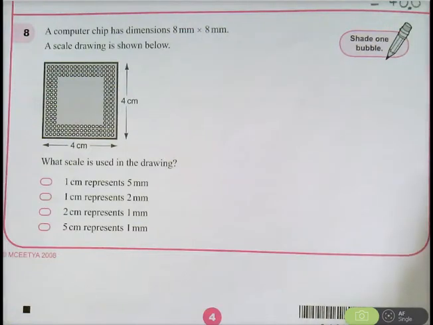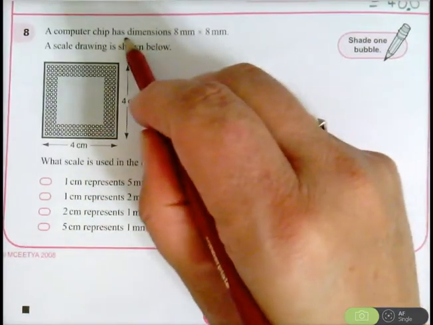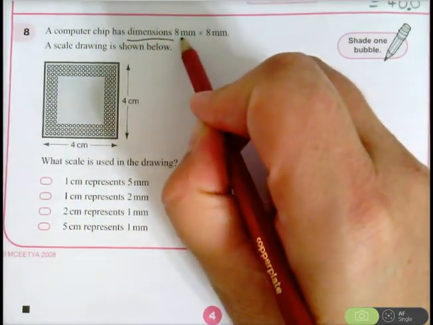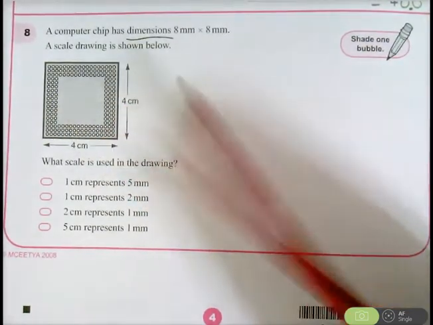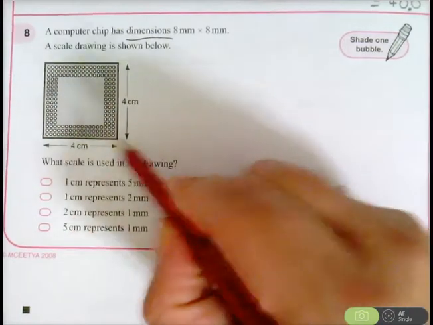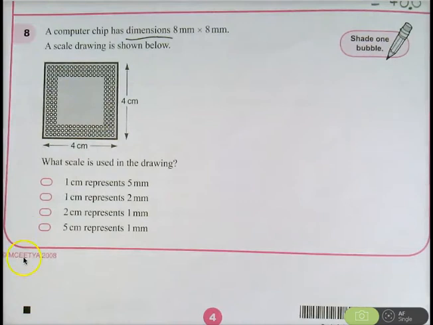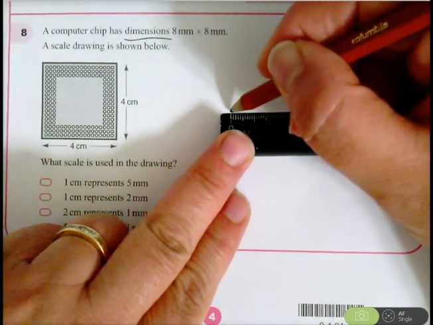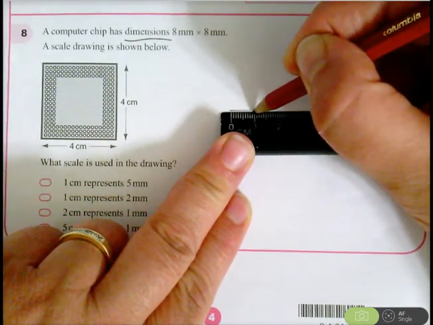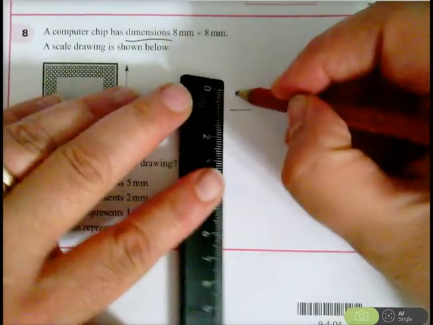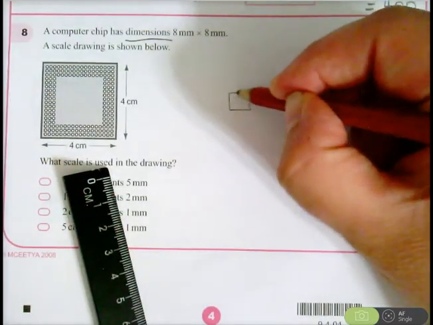Okay, now this question says a computer chip has dimensions, so the real size of the computer chip is 8 millimeters by 8 millimeters. And here they've drawn a scale drawing of it. So the drawing that they've drawn of it, now 8 millimeters is quite small. If you get your ruler out, I'll just do that now. So the actual computer chip, this is about 8 millimeters. That's 1 centimeter or 10 millimeters. So 8 millimeters, this is the actual size of the computer chip. It's quite small, okay? So this is the actual size.